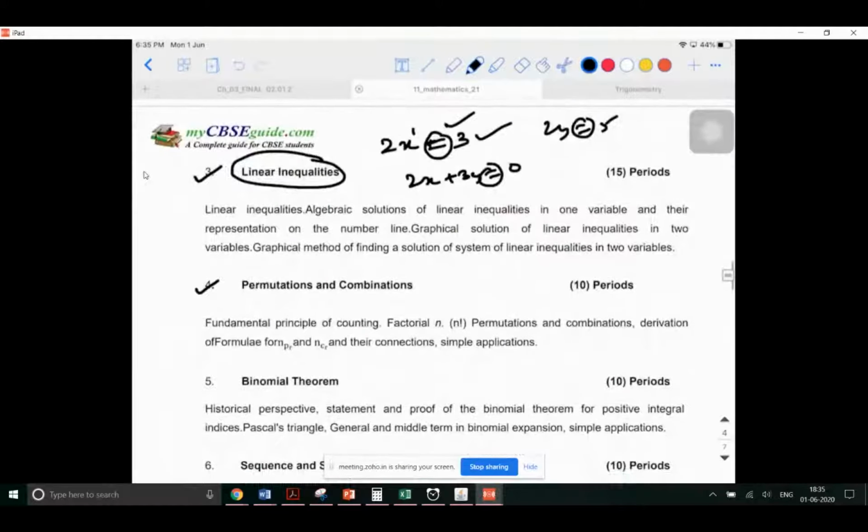Next is permutations and combinations. It's all about how, if I give you certain objects in your hand, I ask you to arrange them in a particular format. That's what this chapter is all about. So let's say I give you 10 books, out of which some books are small and some books are big. I'm saying stack them up in a particular cupboard in such a way that it looks better.